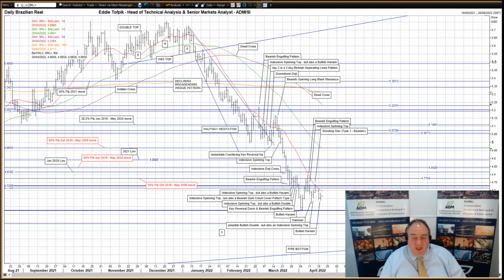Up until now, the top side has been held down by the 50% Fibonacci line at 477.54, the big October 2018 to May 2020 move.